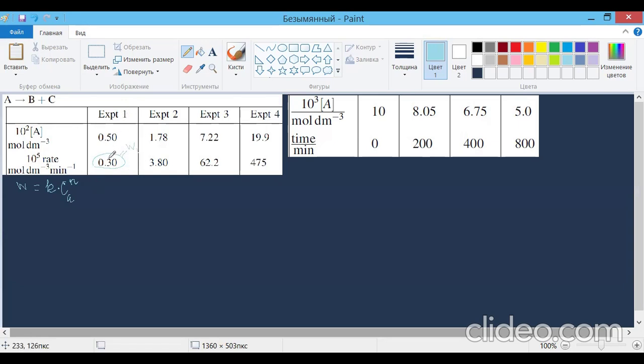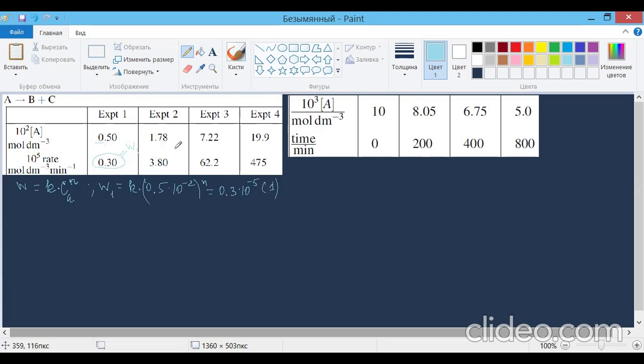Let's write it this way, that W1, and this rate was found at the concentration of 0.5. For that reason, we can write that W1 is equal to k times 0.5, remember about this factor, raised to n, okay? And that equals 0.3 times 10 raised to minus 5. Okay, this is the first experiment.